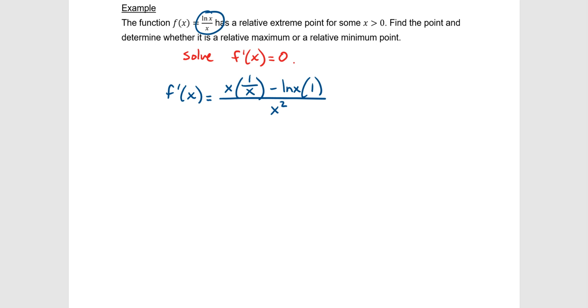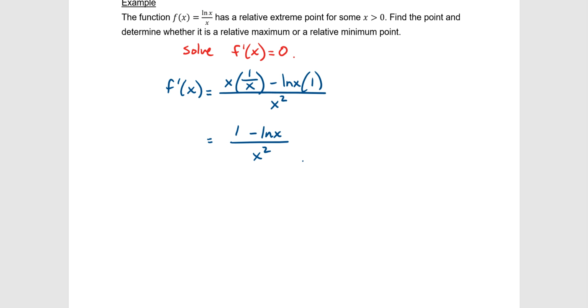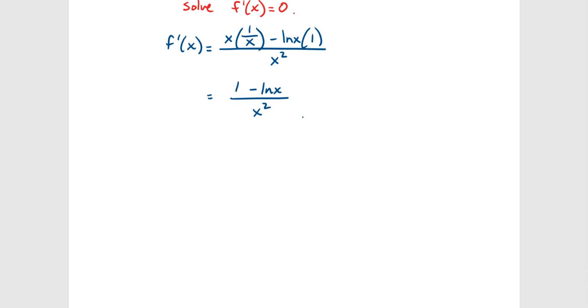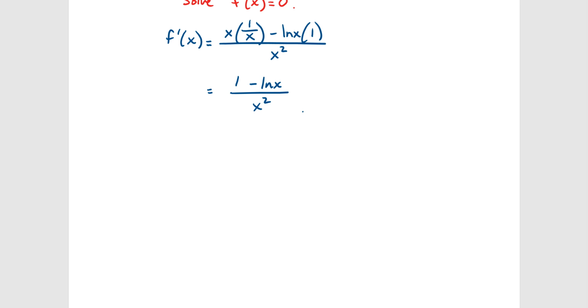And let's simplify this first. That's going to be 1 minus ln of x over x squared. So that is the simplified version of the derivative. And now we're going to go ahead and set f prime equal to 0 and solve it. So we're going to set 1 minus ln of x over x squared equal to 0, and solve this for x.